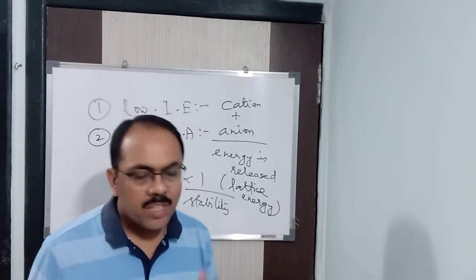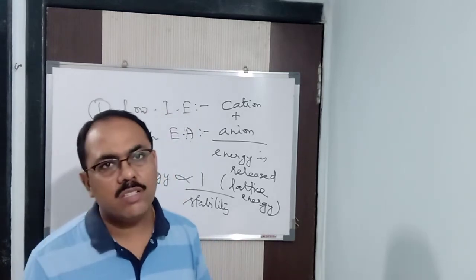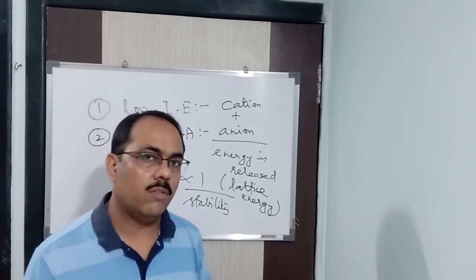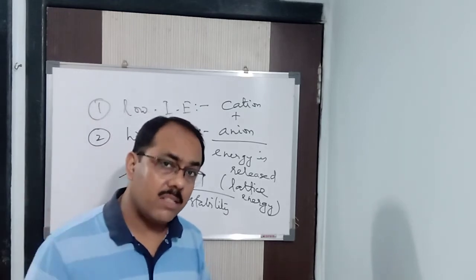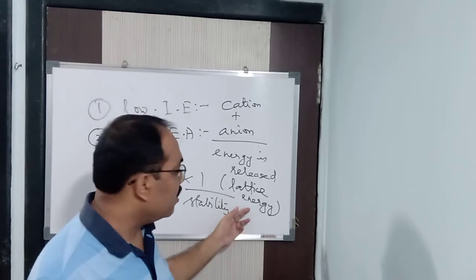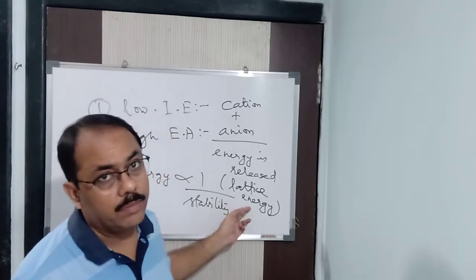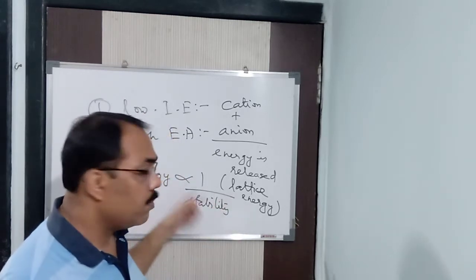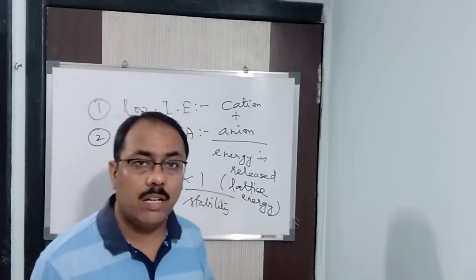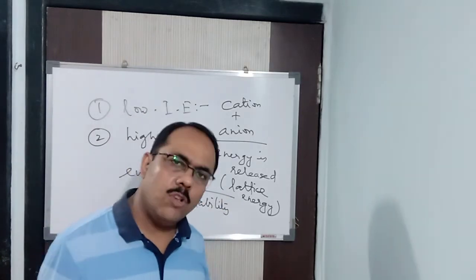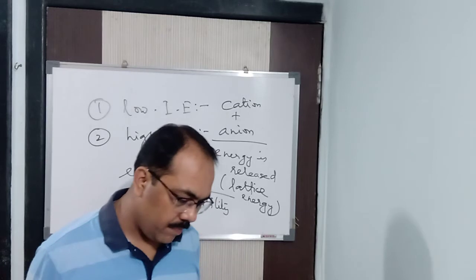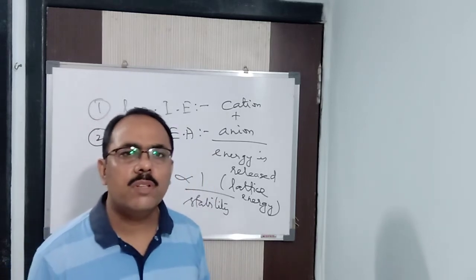So in this way, the more the amount of energy released, the more stable is the compound. So lattice energy should be as high as possible. Hence I say lattice energy is directly proportional to stability. Otherwise energy is inversely proportional to stability. But lattice energy is directly proportional because the more the energy released, the more stable is the compound. Interesting. Now this lattice energy depends upon certain factors.